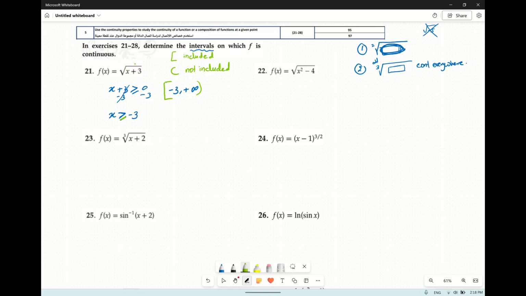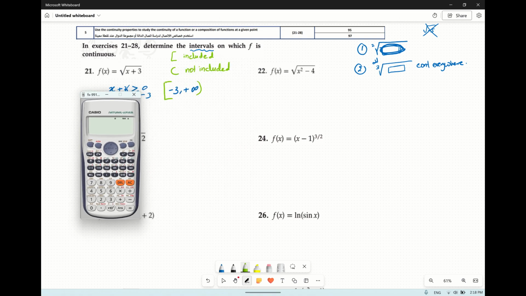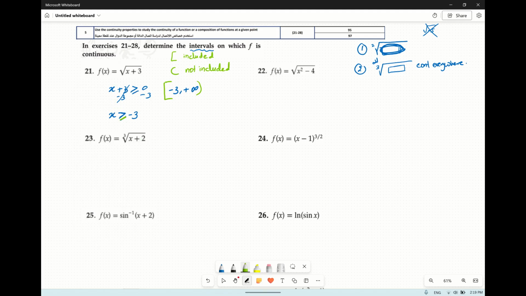Now, if you are ever confused whether I should put a bracket or a parenthesis to this number, all you have to do is check with your calculator. If I were to put in my calculator x plus 3 and I calculate this at minus 3 and I click equal, if the calculator gives me an answer, I put bracket. If the calculator gave me an error, I put parenthesis. Okay, now I continue to question number 22.